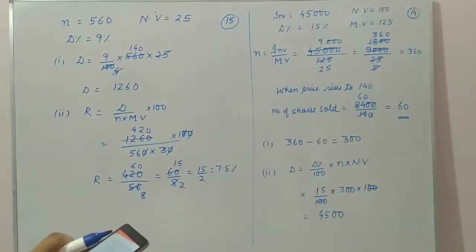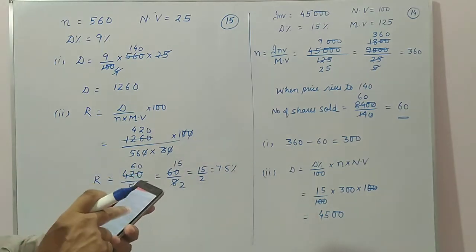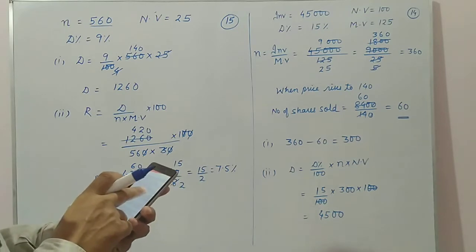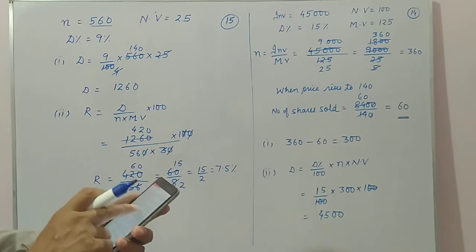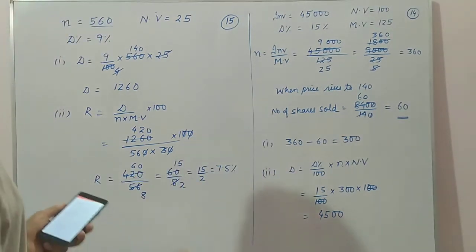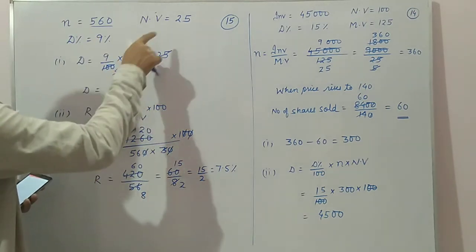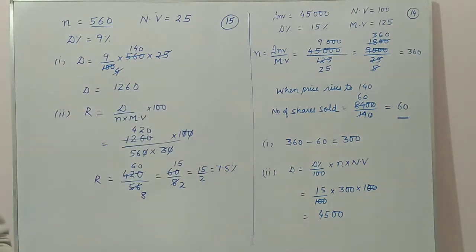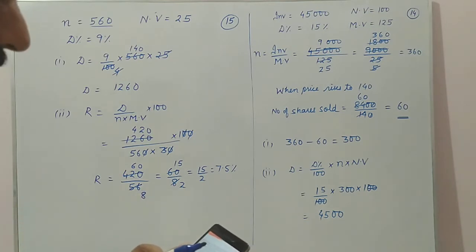Next, question number 15. In question number 15, it is given that Ajay owns 560 shares of a company. The face value of each share is 25. Dividend percent is 9%. Calculate the dividend that Ajay will get. So it is quite simple. Dividend is dividend percent, 9% by 100, into number of shares into nominal value. And you are getting the dividend to be 1260.